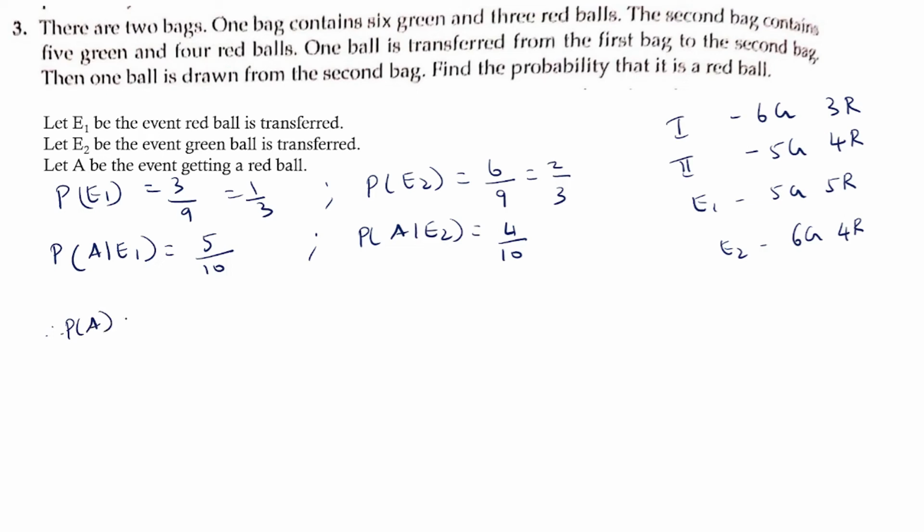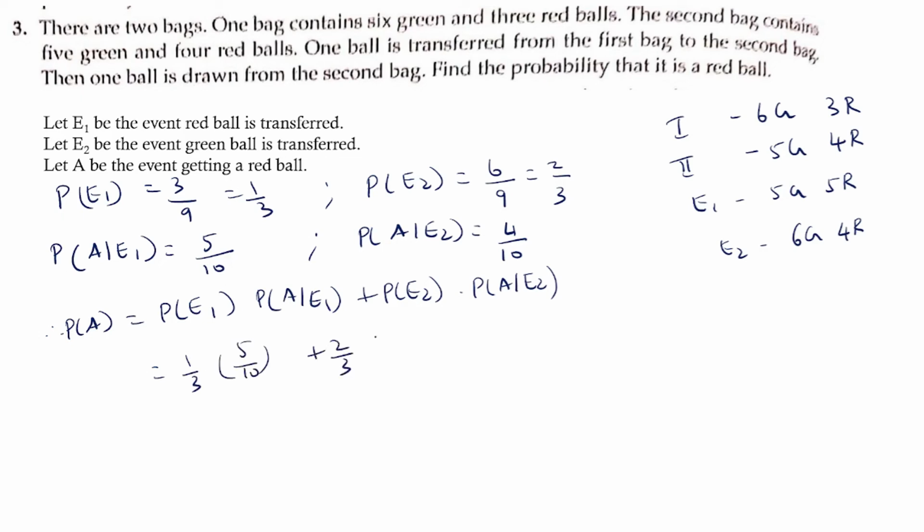Therefore, probability of A, using the law of total probability, is probability of E1 into probability of A given E1 plus probability of E2 into probability of A given E2. So this is equal to 1 by 3 into 5 by 10 plus 2 by 3 into 4 by 10. Here the LCM is 30. So it is 13 by 30. So probability of getting a red ball is 13 by 30.